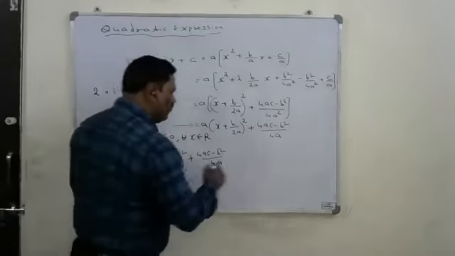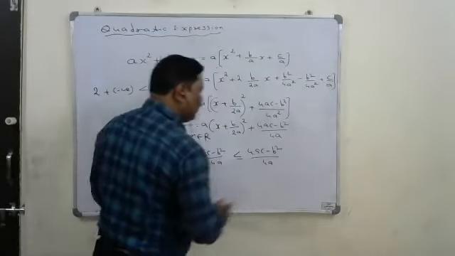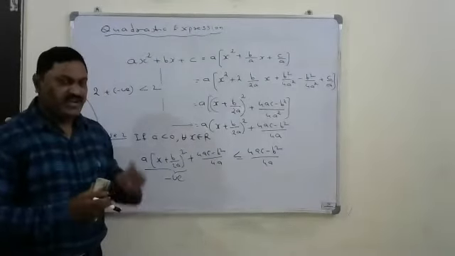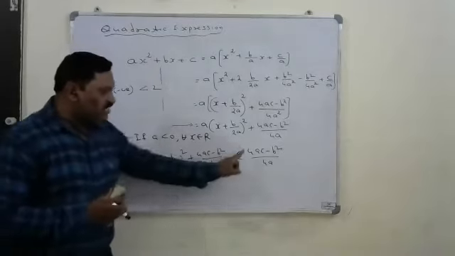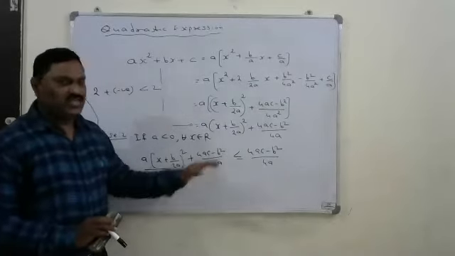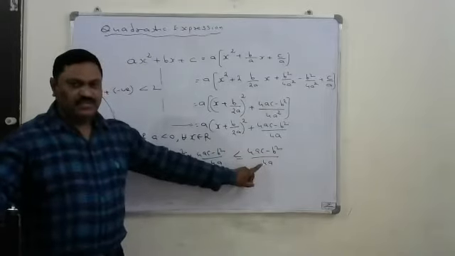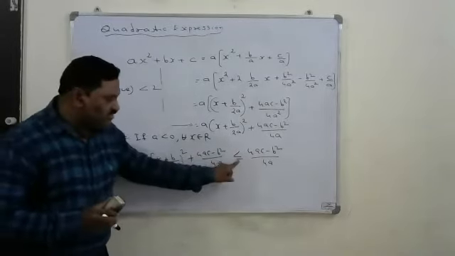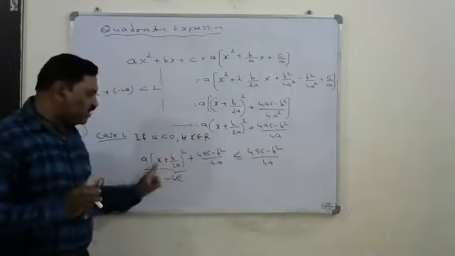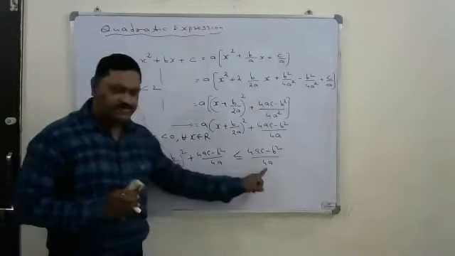That's why this total value will be smaller than or equal to (4ac minus b square) by 4a. This total value is smaller than this, which means for any value of x, this expression is less than or equal to (4ac minus b square) by 4a. Less than that means this is the maximum value. It is equal to (4ac minus b square) by 4a when this term is 0.